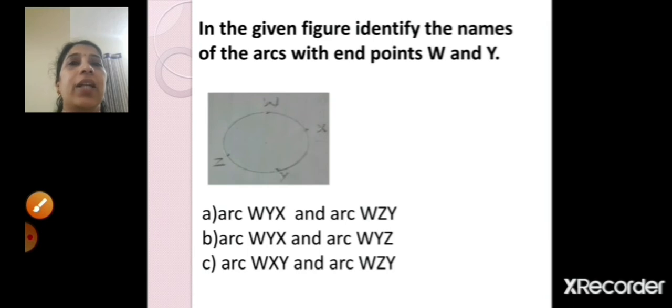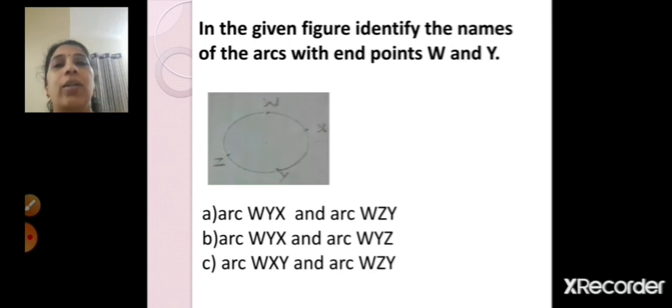In the given figure, identify the names of the arcs with end points W and Y. Right? Again the figure is being given and 3 options are given of the arcs. Arc WYX and arc WZY. Arc WYX and arc WYZ. And third option is arc WXY and arc WZY.